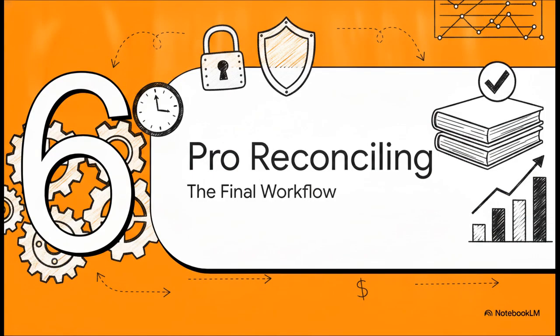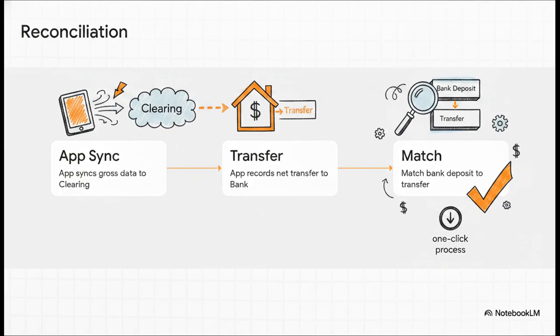Finally, Section 6, Reconciling Like a Pro. Now that we know the traps, the tools, and all those platform quirks, let's establish the final foolproof workflow to keep your ledger pristine every single month. By following 3 simple steps, your bookkeeping essentially runs itself.